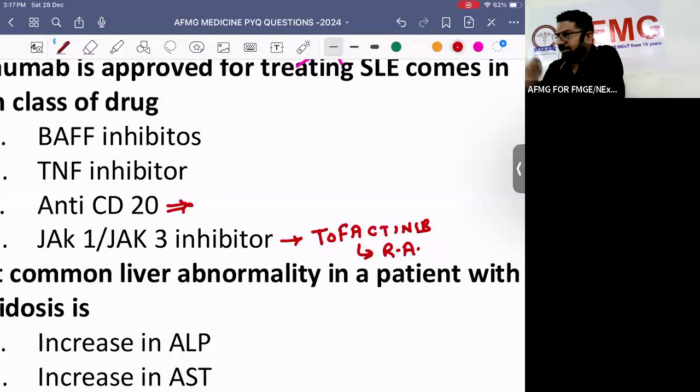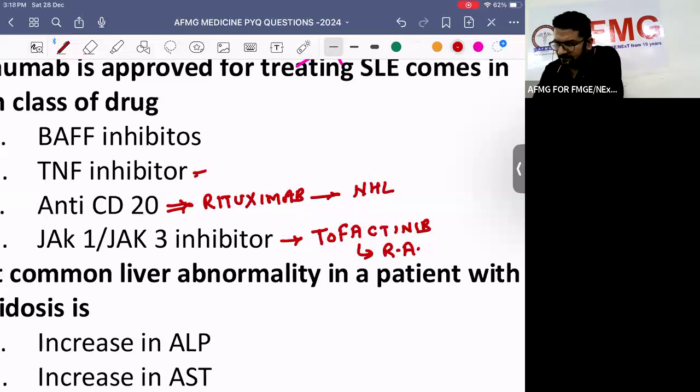You tell me. Anti-CD20. It's a very commonly used drug. Rituximab. Where all did you study rituximab? You have studied it in many different places. It is anti-cancer, but where did you study it? Non-Hodgkin lymphoma, and we use this in many tumors.